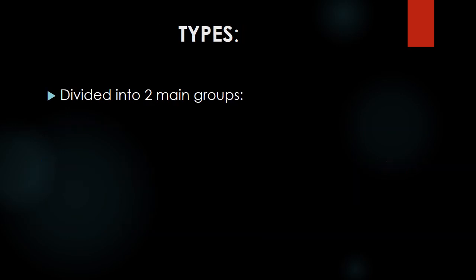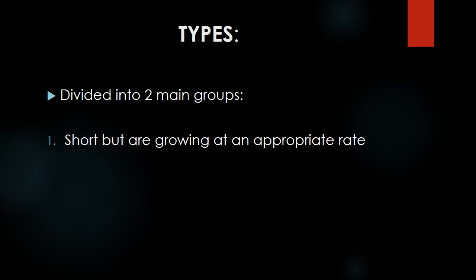Short stature is basically divided into 2 main groups. Children who are short but are growing at an appropriate rate, meaning by that their height velocity or the growth velocity is appropriate, and those who are not only short but their growth velocity is also less than the optimal, meaning by that they are growing slowly. These are the 2 major categories.